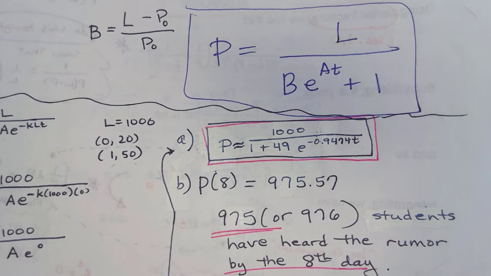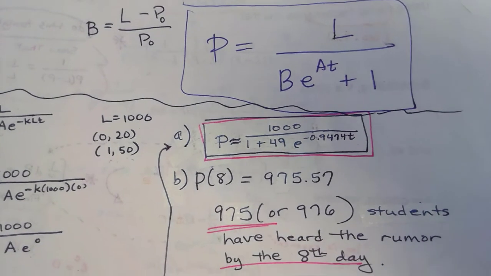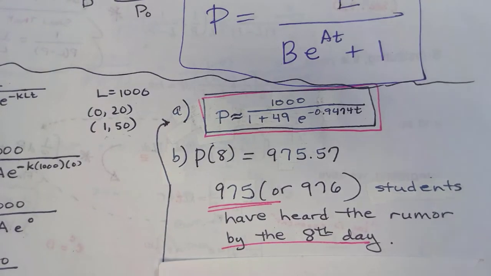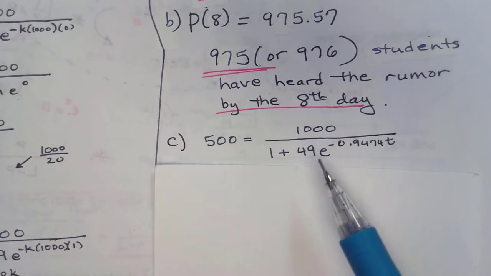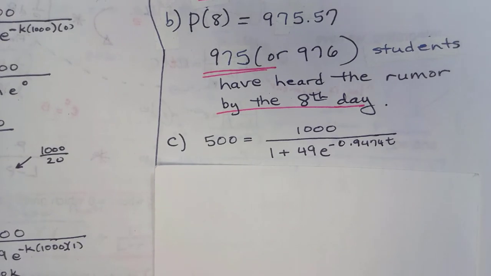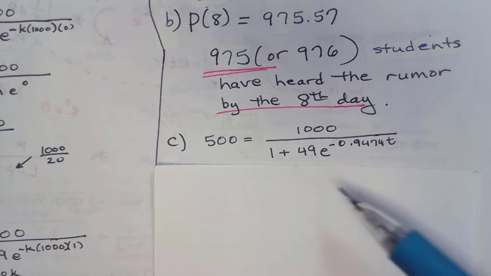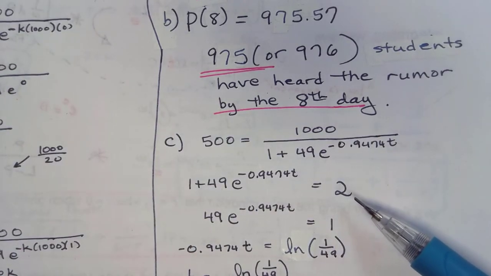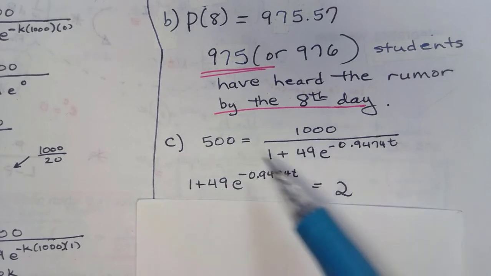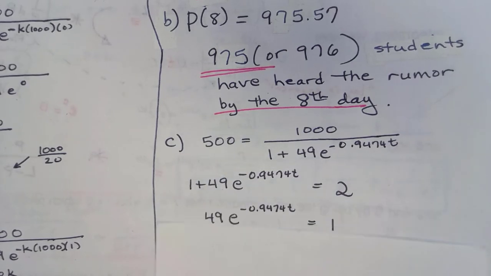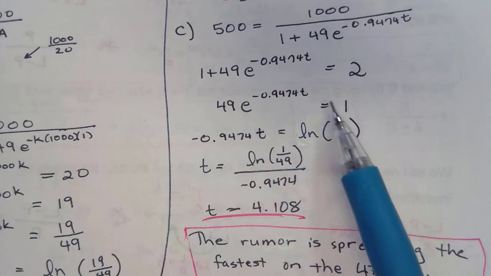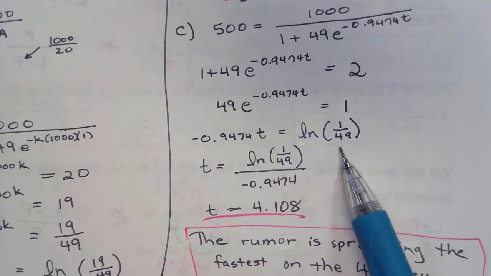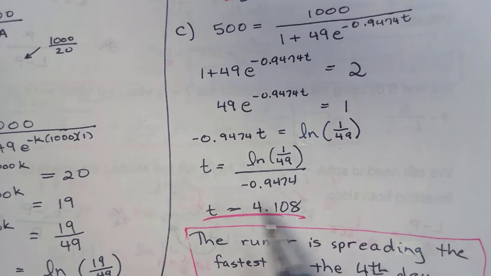Part C, when is the rumor spreading the fastest? We know that generally the rumor is spreading the fastest when half of the population has it. So I'm going to take my population function and set it equal to 500 and do the necessary algebra to isolate my e to this power so I can find my t. Multiplying by the denominator, dividing by 500, subtracting 1, divide by 49, and take the natural log of both sides. I kind of did that in one step. Solve for t is approximately 4.108.